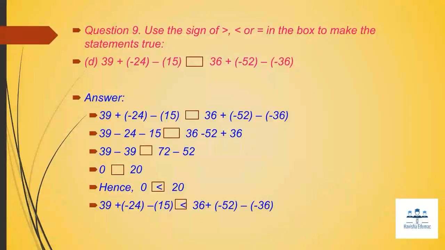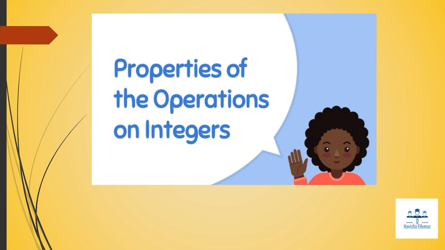24 plus 15 is equal to 39. 36 plus 36 is equal to 72. 72 minus 52 is 20 and 39 minus 39 is 0. Hence, 0 is less than 20. That is, 39 plus (minus 24) minus 15 is less than 36 plus (minus 52) minus 36.